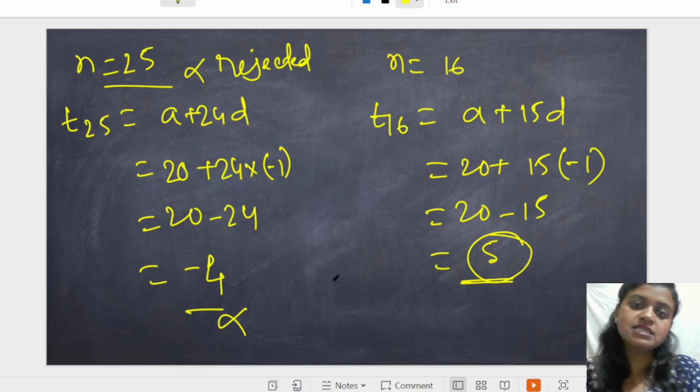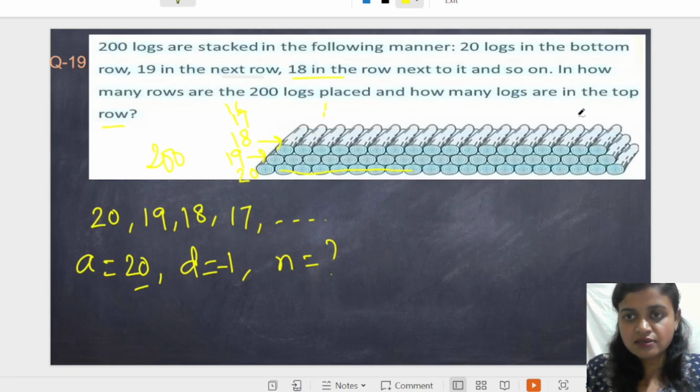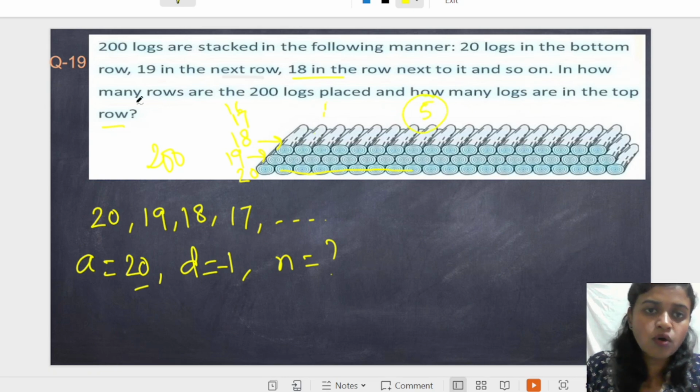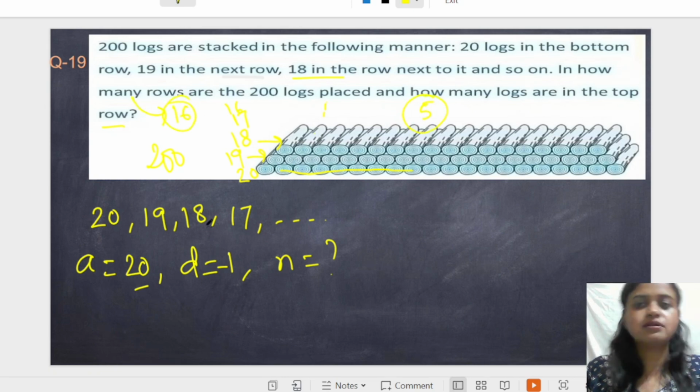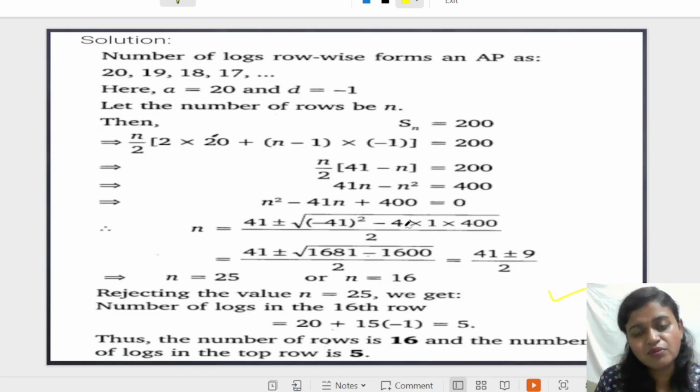So the question is asking how many logs there are in the top row. It is 5 logs, and the number of rows is 16. You can check the answer here. This is not the middle term factor method. This method is Sridhar Acharya formula. You can follow this formula. Otherwise, you can follow my formula also.